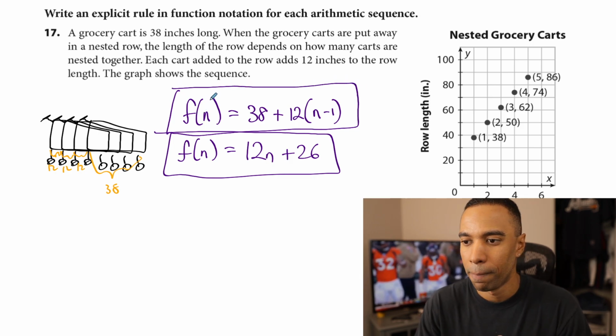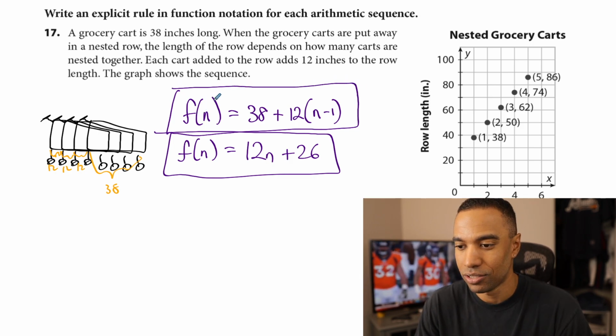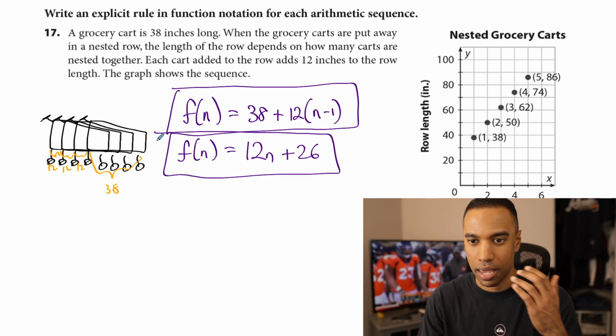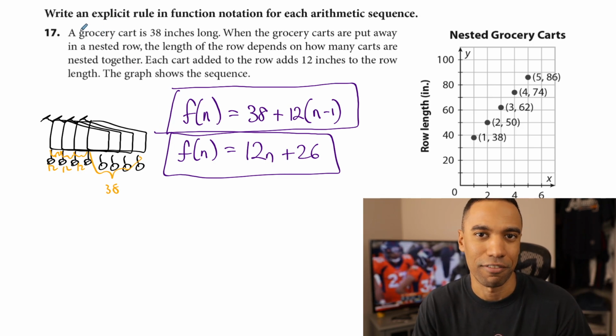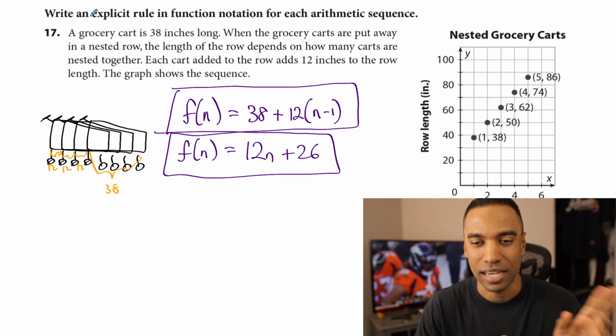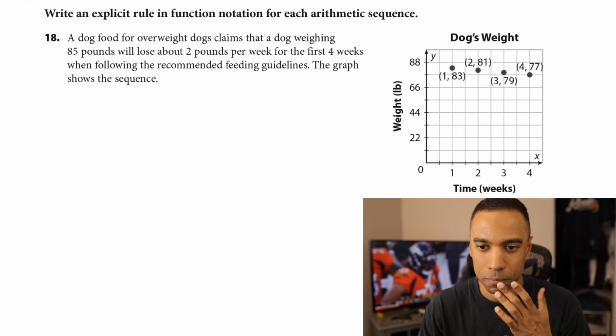Both the explicit rule. I really want them to ask us to find the value of like cart number 10. How long it is. I feel bad that you're not being asked this stuff here. I think section 4.3 does that. I think the next section that we do does do that.